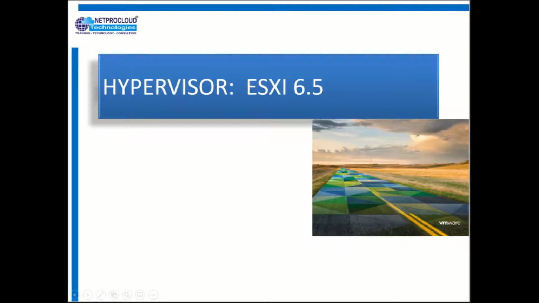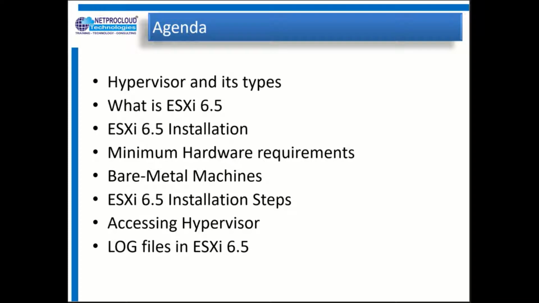So today we are going to learn about the hypervisor, and it is VMware ESXi 6.5.0. So let's see, this is the agenda for today: the hypervisor and its types, what is ESXi 6.5, ESXi 6.5 installation, the minimum hardware requirements, bare metal machines, the 6.5 installation steps, accessing the hypervisor after installing it, and then log files in ESXi 6.5.